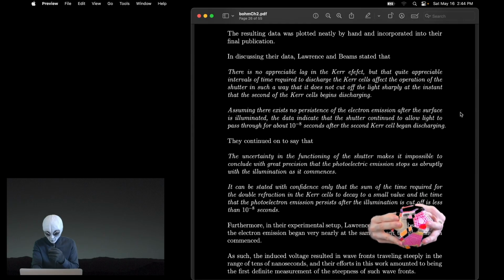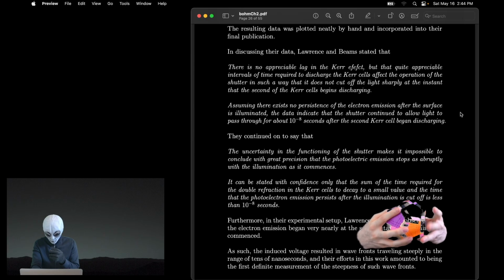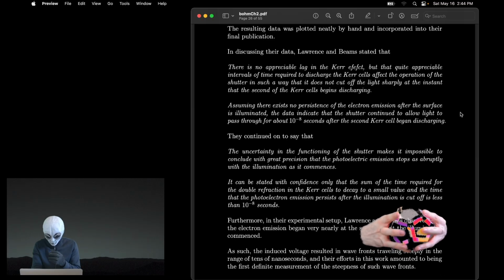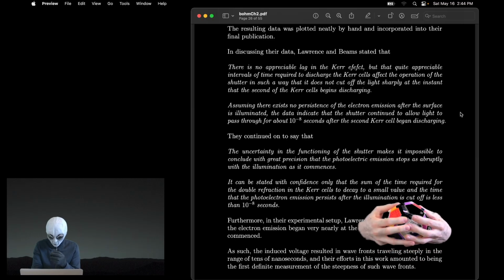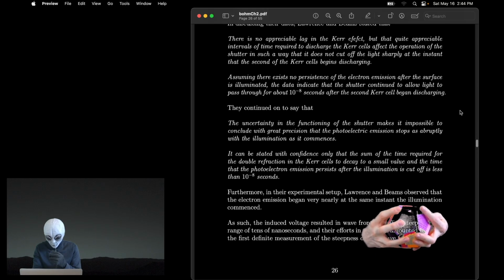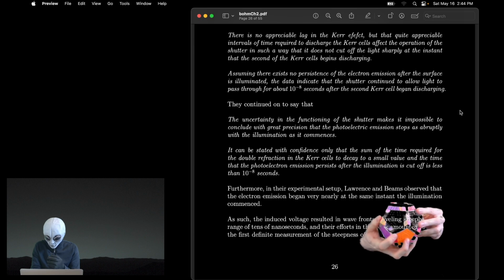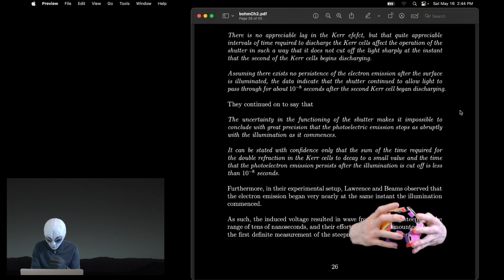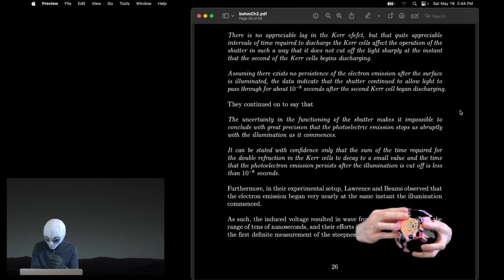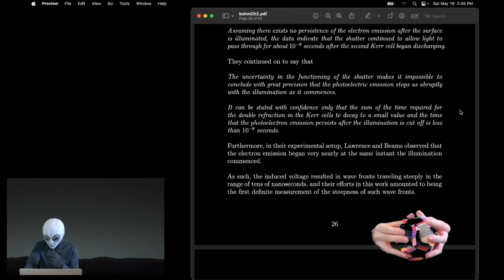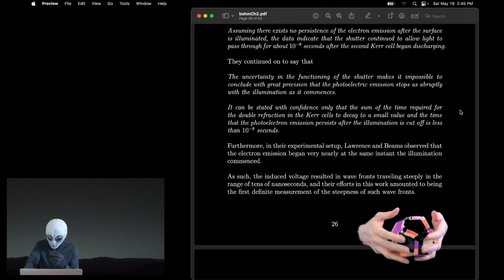In discussing their data, Lorentz and Beams stated that there is no appreciable lag in the Kerr effect, but that quite appreciable intervals of time required to discharge the Kerr cells affect the operation of the shutter in such a way that it does not cut off the light sharply at the instant that the second of the Kerr cells begins discharging. Assuming there exists no persistence of the electron emission after the surface is illuminated, the data indicate that the shutter continued to allow light to pass through for about 10^-8 seconds after the second Kerr cell began discharging. They continued on to say that the uncertainty in the functioning of the shutter makes it impossible to conclude with great precision that the photoelectric emission stops as abruptly with the illumination as it commences.